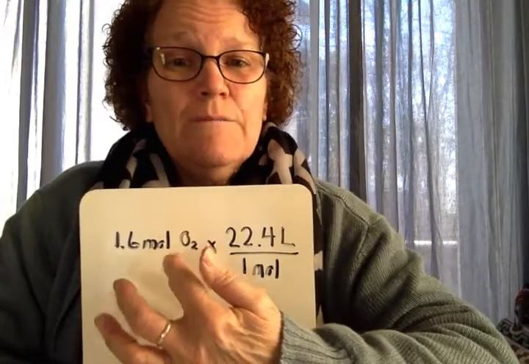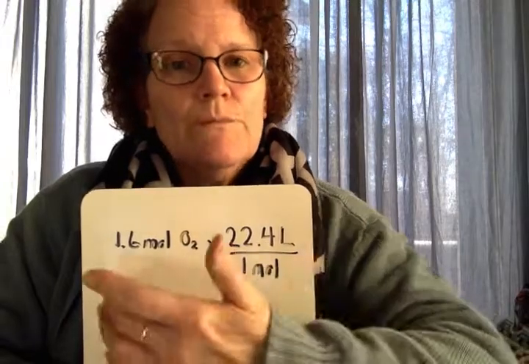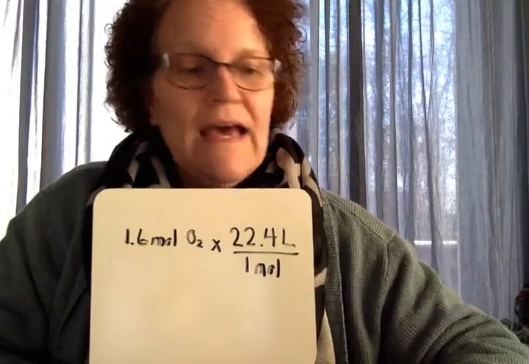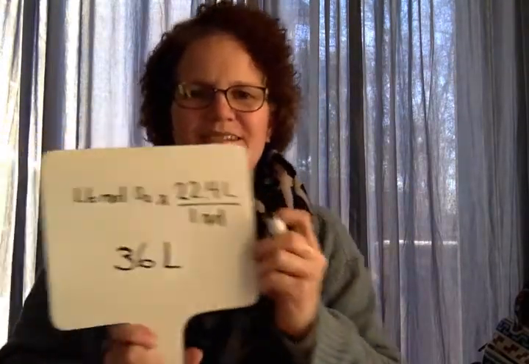So then the mole is going to cancel. So we're going to multiply, and we get, what is that, 36? We have 2 sig figs. So 36, right? 36 liters of O2 is our answer. All right.